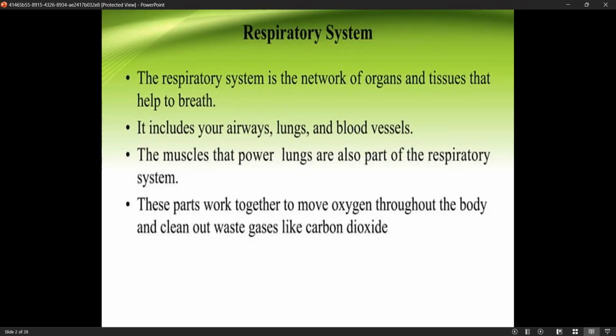So while we are breathing in, we are taking in the air, and the oxygen is going into the body, and that works in the various metabolic processes, and after that the unnecessary gas we need to breathe out, like carbon dioxide, right? So in this way our respiratory system works.